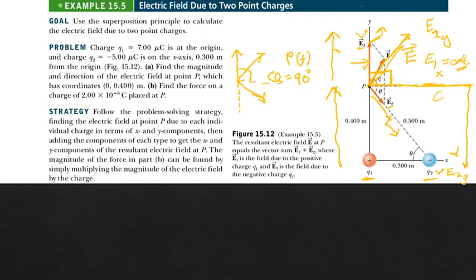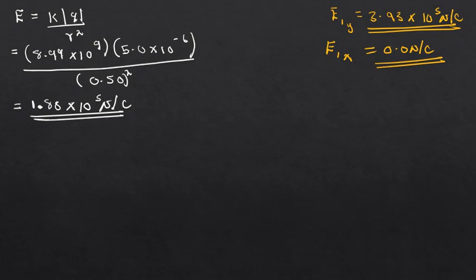So this is supposed to be E to X. Okay, so let's try to calculate E to X. E to X is going to equal 1.80 multiplied by 10 to the power 5. In the x we have cosine. What angle are we going to use?